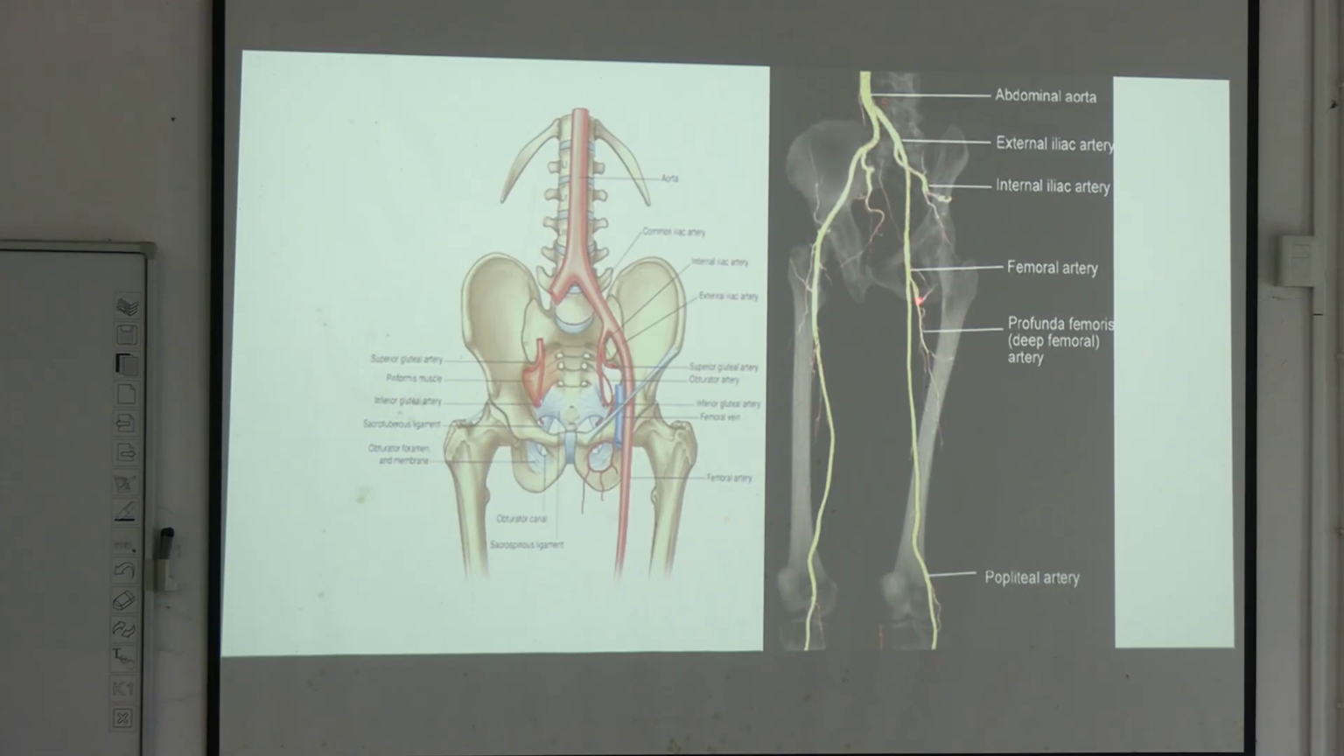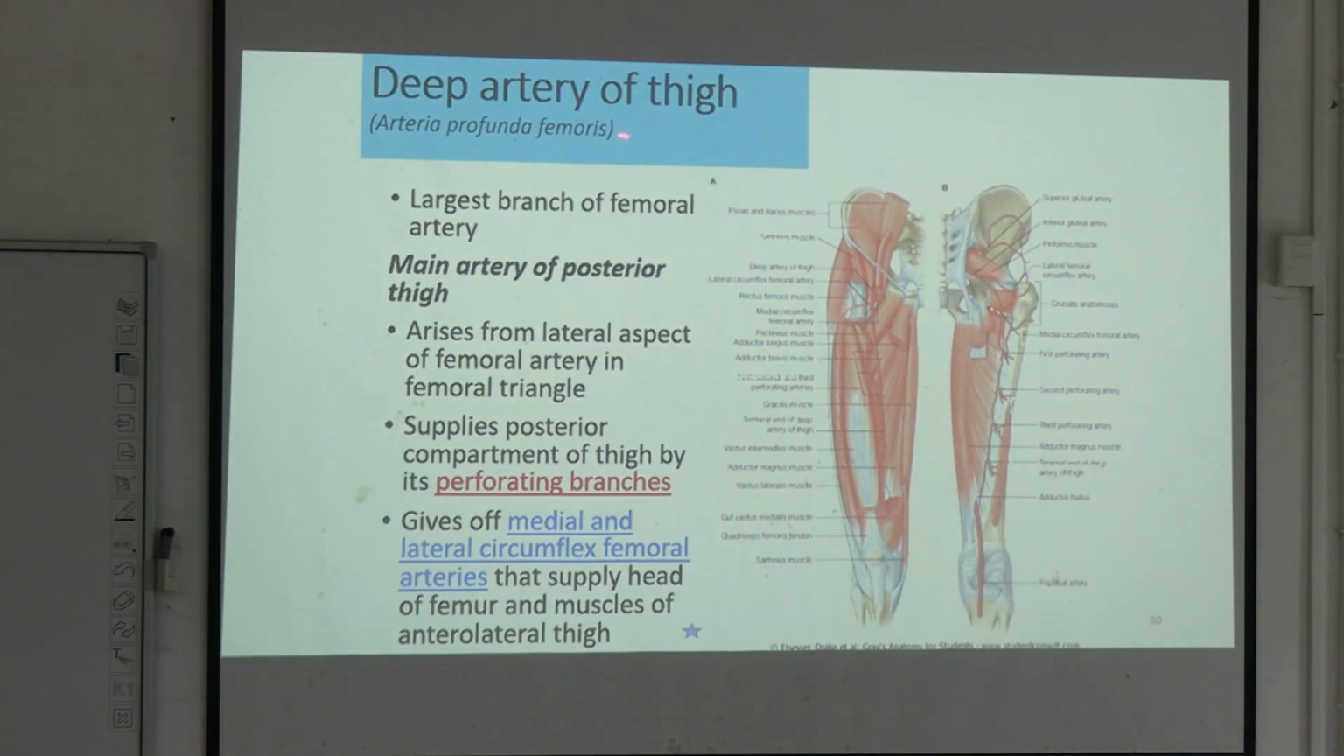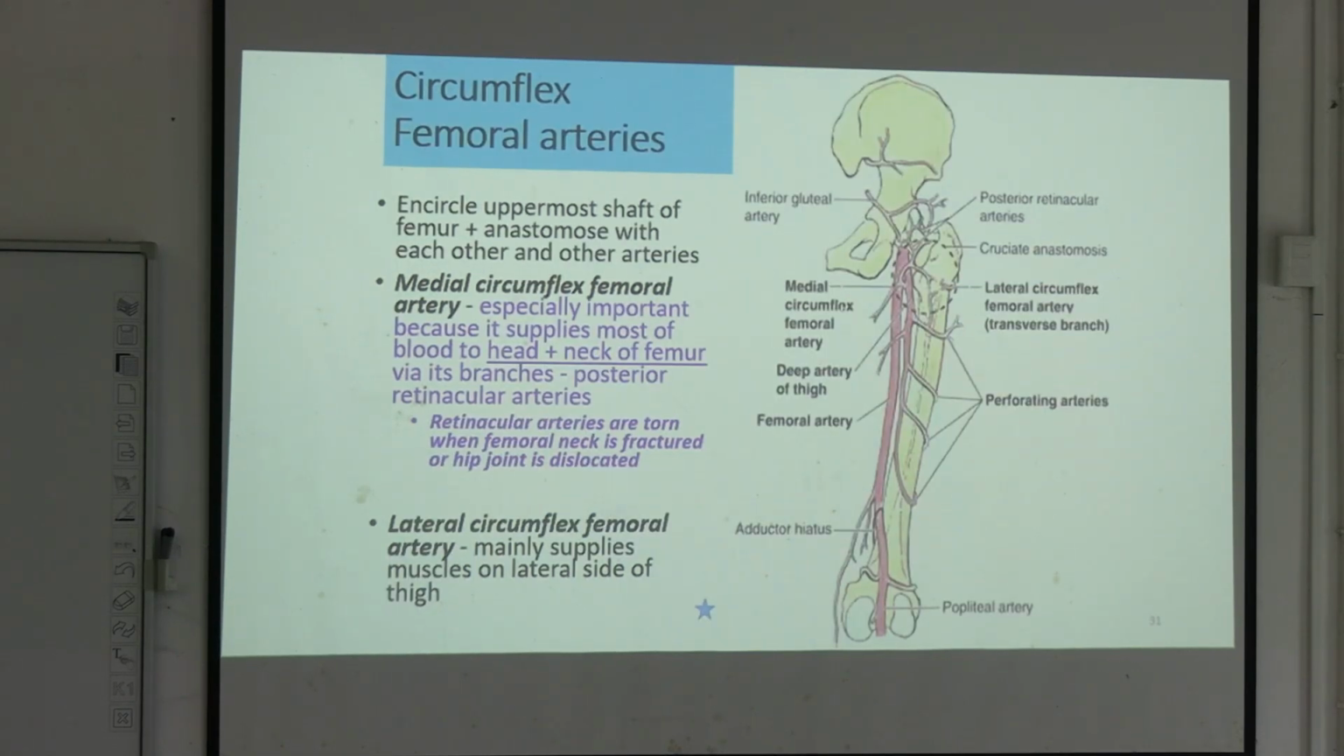This is the same radiograph which you are seeing here, known as an arteriogram, which shows the course from the abdominal aorta to the iliac artery to the femoral artery to the popliteal artery, and so on. Now, the deep artery of the thigh is a branch coming from the femoral artery in the femoral triangle, also known as the arteria profunda femoris. It gives perforator branches which pierce the adductor magnus and supply the thigh region.